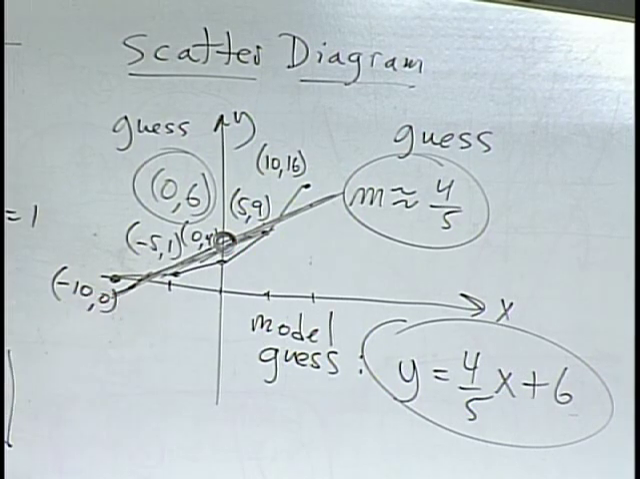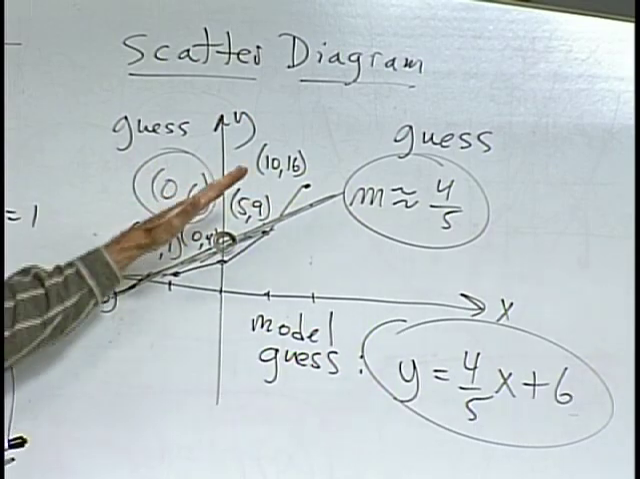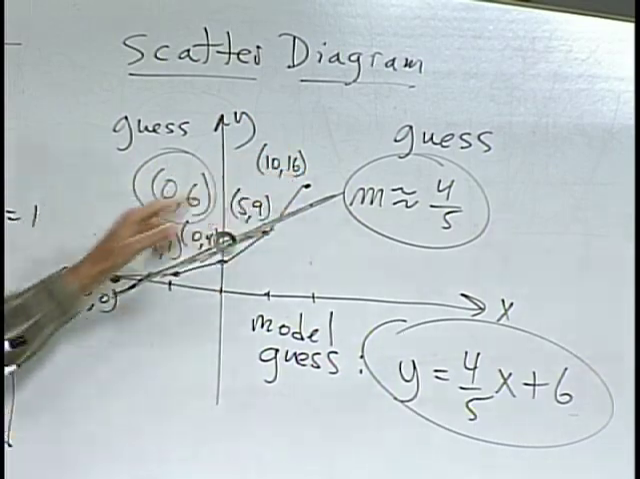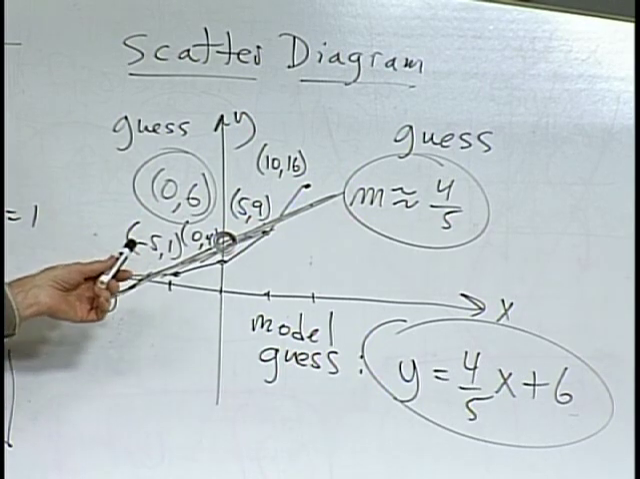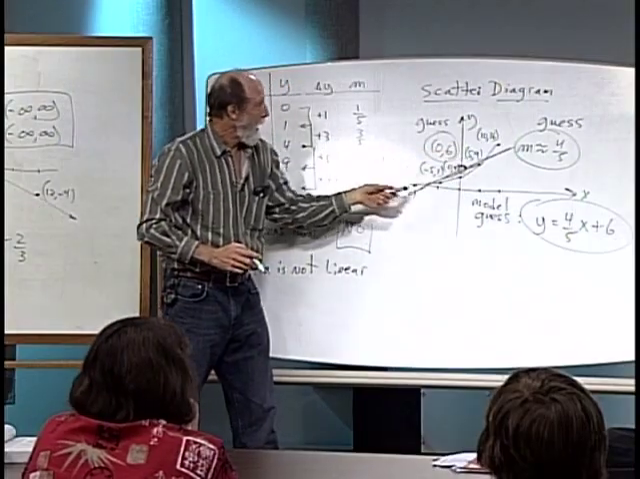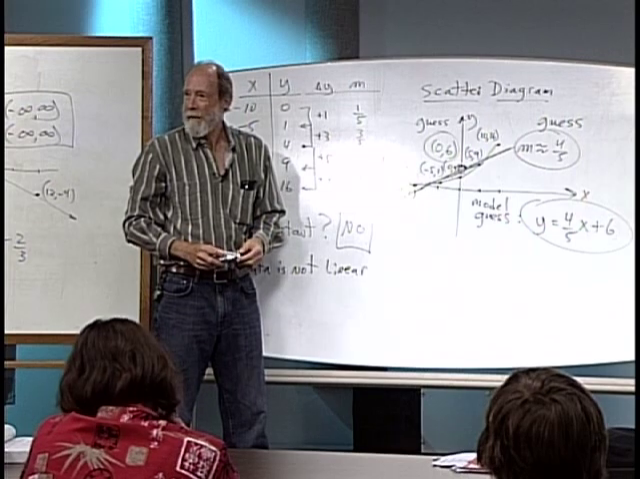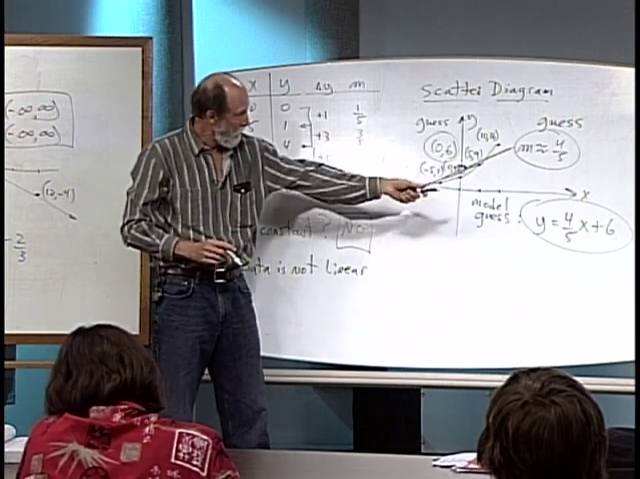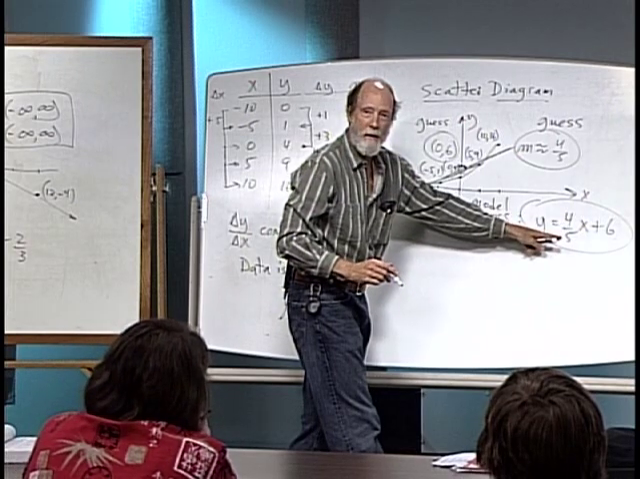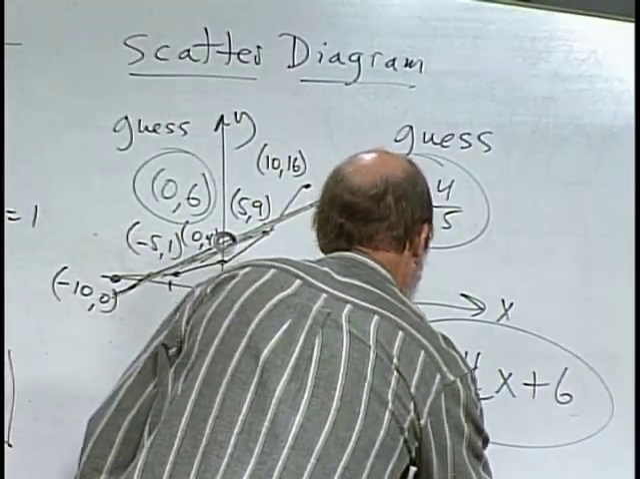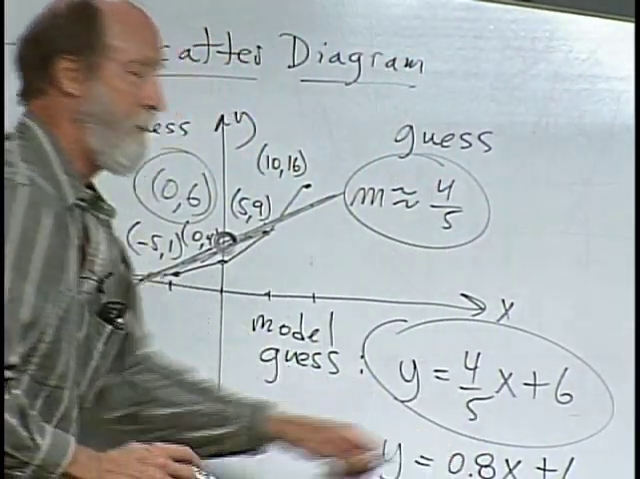Got the idea? You can take a ruler. If you've got your scatter diagram, you can take a ruler and kind of wiggle it and kind of feel where you think it should fit. And then you can simply look at that sketch you drew with your ruler and go ahead and write down what you think is a guess. Okay? And so the slope in decimal form would be 4 fifths is 0.8, isn't it? 0.8. Y equals 0.8x plus 6 as our guess.